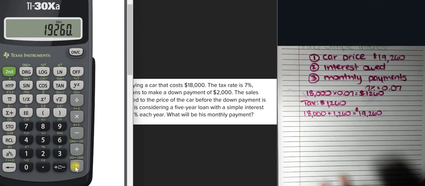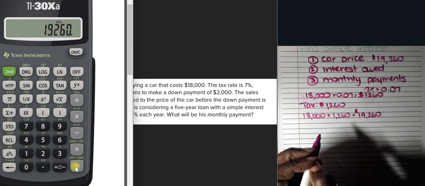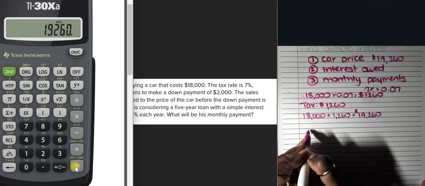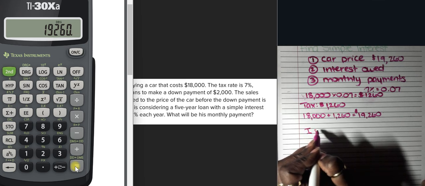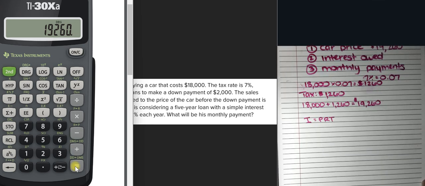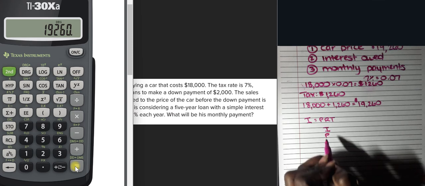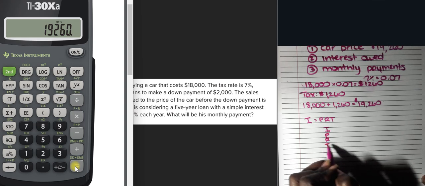All right, so now we're going to go and find out about how much interest is going to be owed. That's where we're going to use our formula. Our formula is interest is equal to the principal times the rate times the time. So I is the interest, P is the principal, R is the rate, and T is the time.